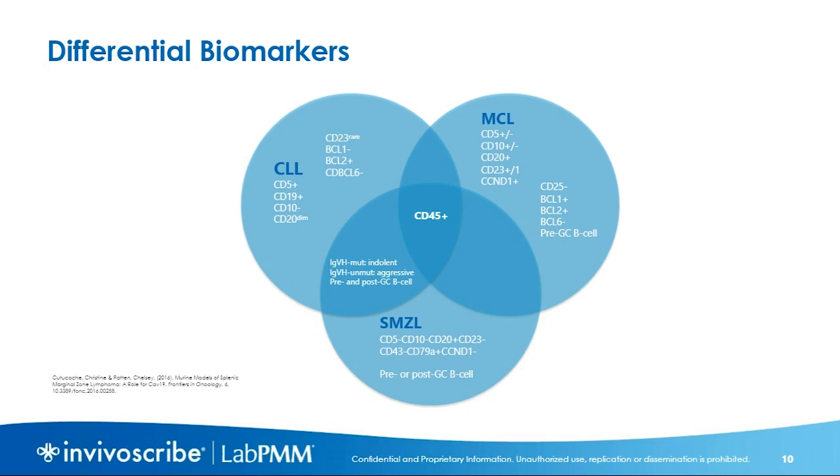Marginal zone or lymphoplasmacytic lymphoma is a CD5 negative, CD10 negative B cell lymphoma that often but not always lacks CD23 and shows bright B cell marker expression. And follicular lymphoma is very classically CD10 positive, typically bright, with dim CD19 expression. And also the level of CD38 expression is usually higher than that of other B cell malignancies.